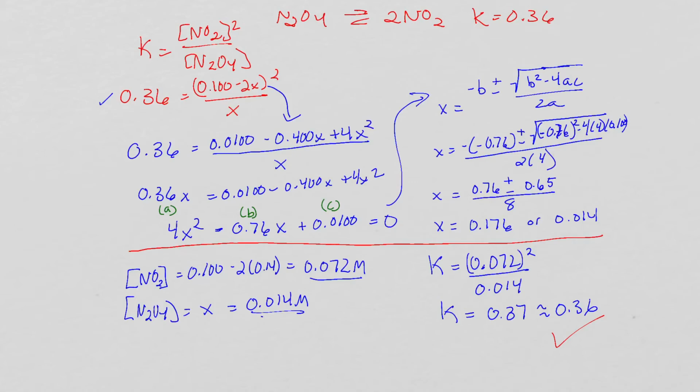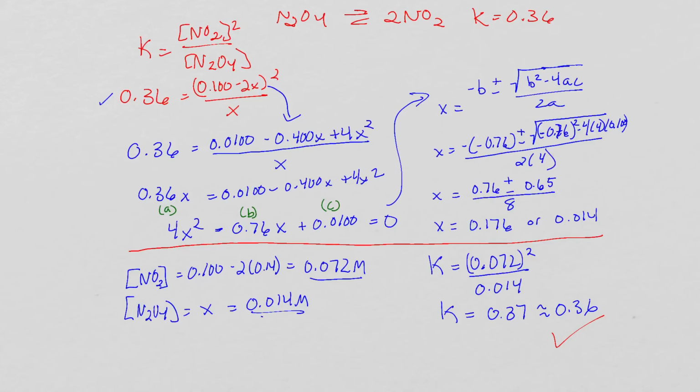So a being associated with the x squared term, b being associated with the x term, and c being the simple numeric term. So we're going to plug in all of our values for our quadratic. So we end up with negative 0.76 plus or minus the square root of negative 0.76 squared minus 4 times 0.1 all over 2 times 4. Now, of course, we're going to do some simplification here.